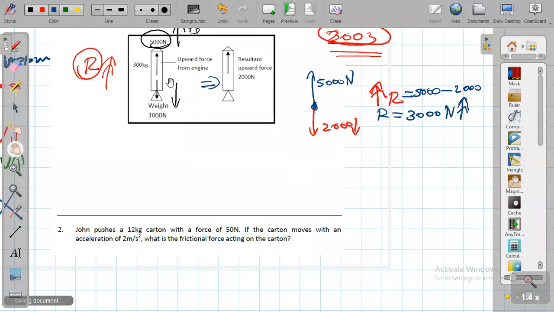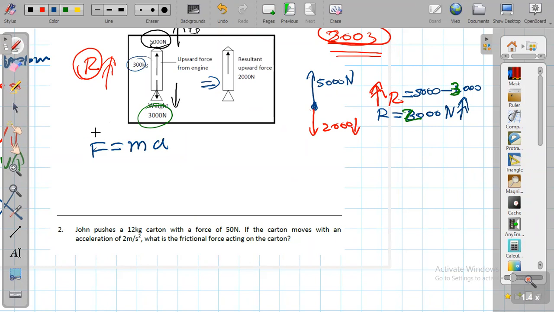Oh, no. Wait, this is 3,000. The weight is 3,000. I didn't see. Yeah. The resultant is 2,000. Weight is 3,000, so it is 2,000 Newton upwards. That's the driving force. Now you can apply Newton's second law of motion.